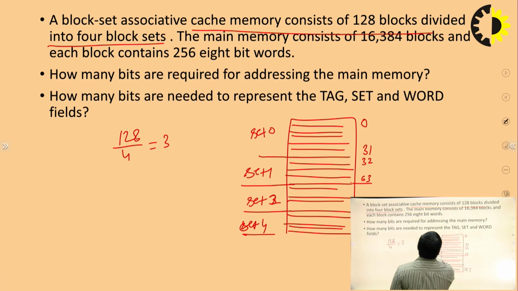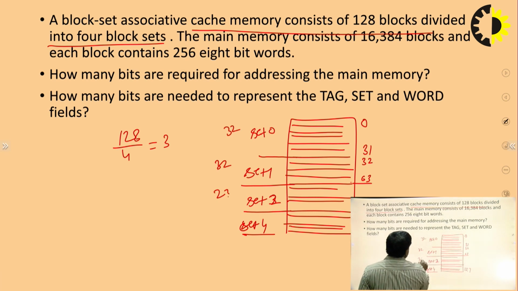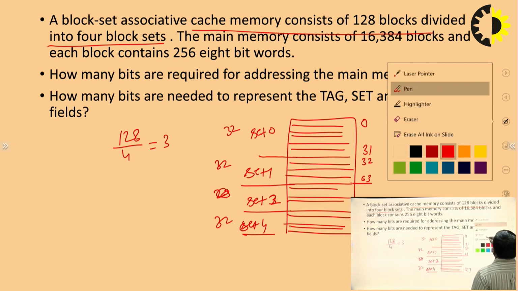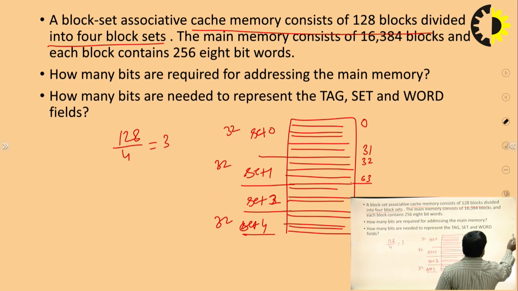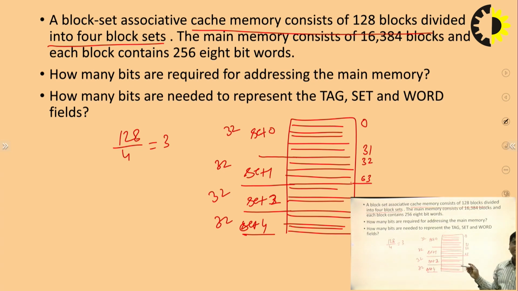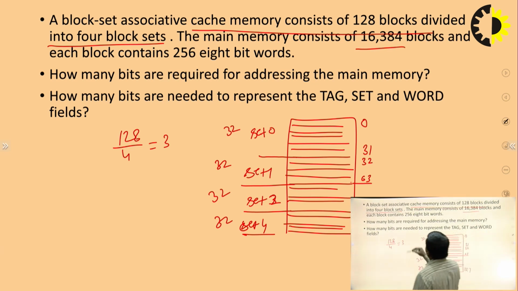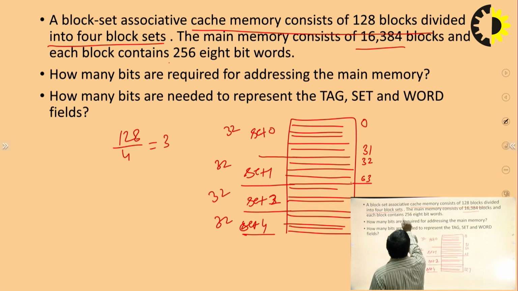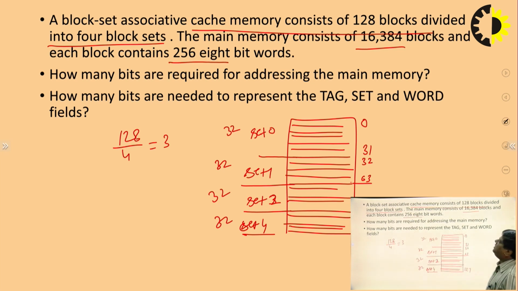In each set, 32 blocks are available in the cache memory. This is the configuration of the cache memory. Now the main memory consists of this number of blocks, and each block contains 256 8-bit words. In each block there are 256 words.